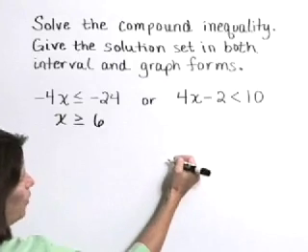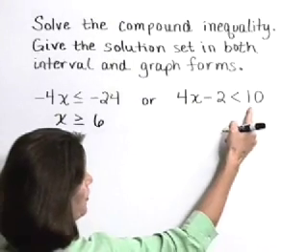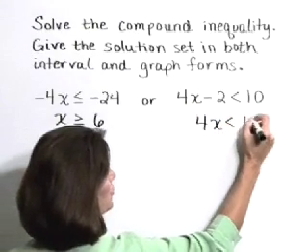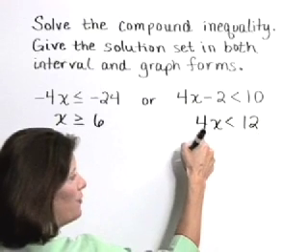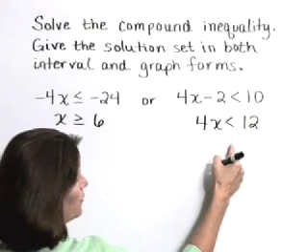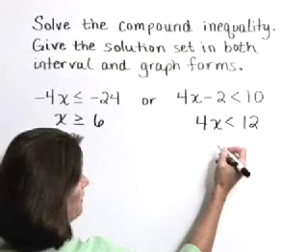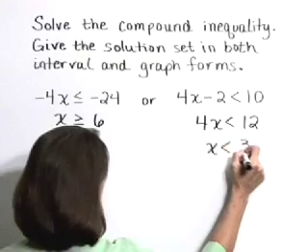With our second inequality, solving for x, let's begin by adding 2 to both sides so that we have 4x is less than 12. Now divide both sides by a positive 4. No need to switch the direction of the inequality symbol here. Dividing the left side by 4 gives x. The right side by 4 gives 3.